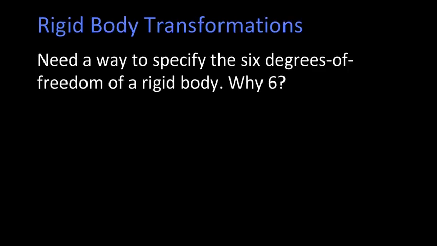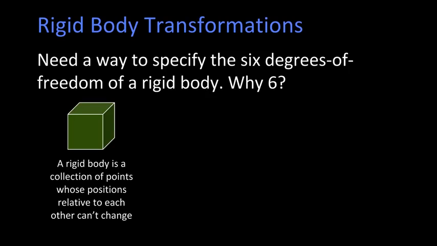But why 6? Well, you can easily think about it this way. Let's define a rigid body as just a collection of points whose relative positions to each other can't change. And for the mathematicians in the audience, we're going to pretend that's a well-defined statement, okay? Or you can think of it as a box.